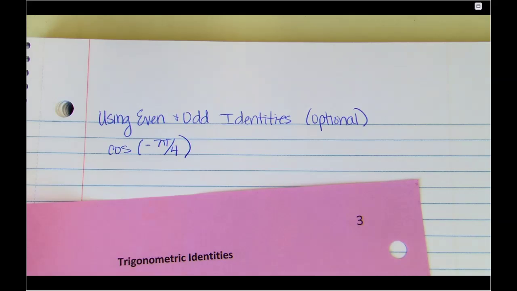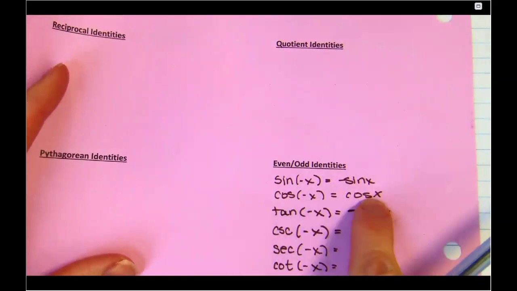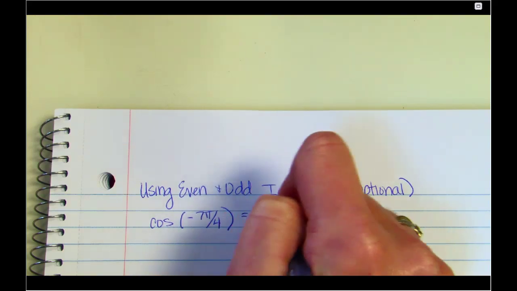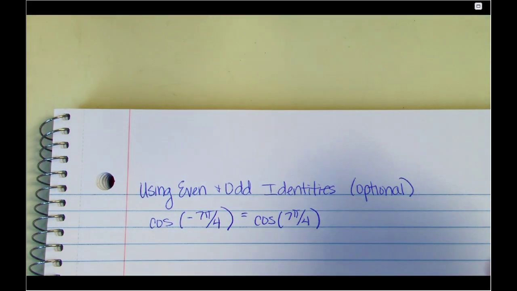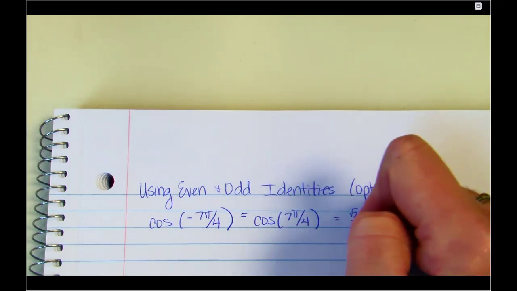These identities tell me that the cosine of the negative angle is equal to the positive thing. So this is actually equal to the cosine of 7 pi over 4. No need to find the coterminal angle. Okay, so then I could just go to my paper and be like, oh, cosine is x, 7 pi over 4, that's square root of 2 over 2.